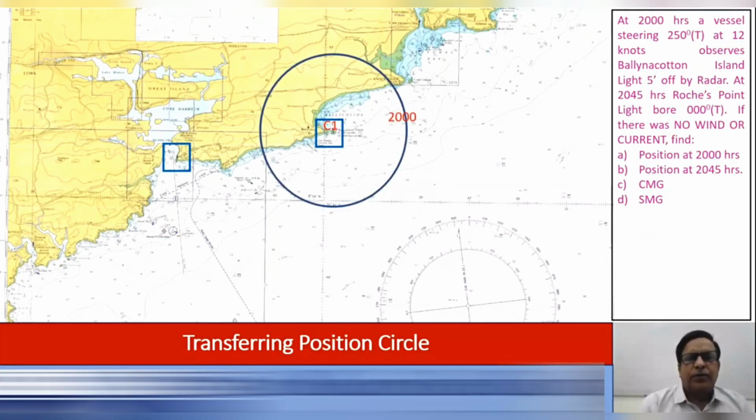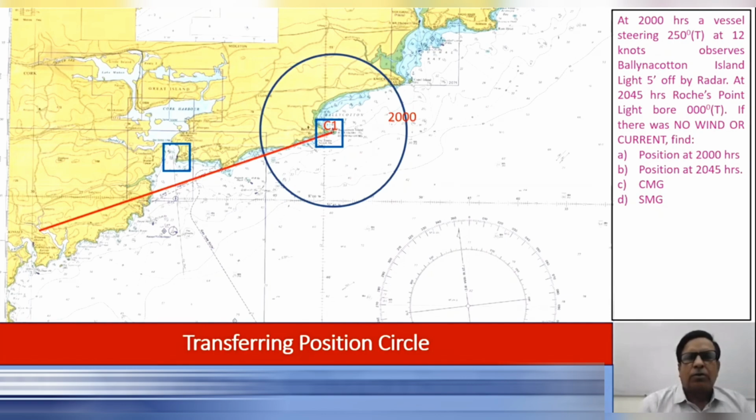hours. We have another position line at 20:45. That means we have two observations. First one being a position circle, second one being a position line. They are staggered observations. So what we decide is we run up this 2000 hour position circle to 20:45. So we have just plotted our initial position circle, and now we are going to transfer this position circle to 20:45 because our second PL is at 20:45.